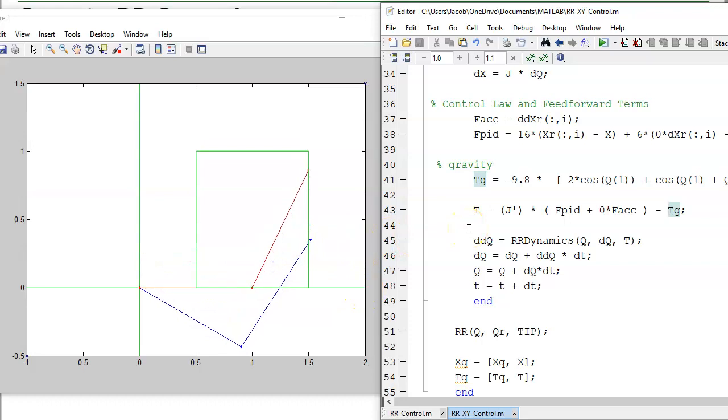It's still lagging behind. The lagging behind is just a property of PD control laws. I'm just feeding back the error in position, so I have to have an error for it to follow. But the gravity compensation helped quite a bit.